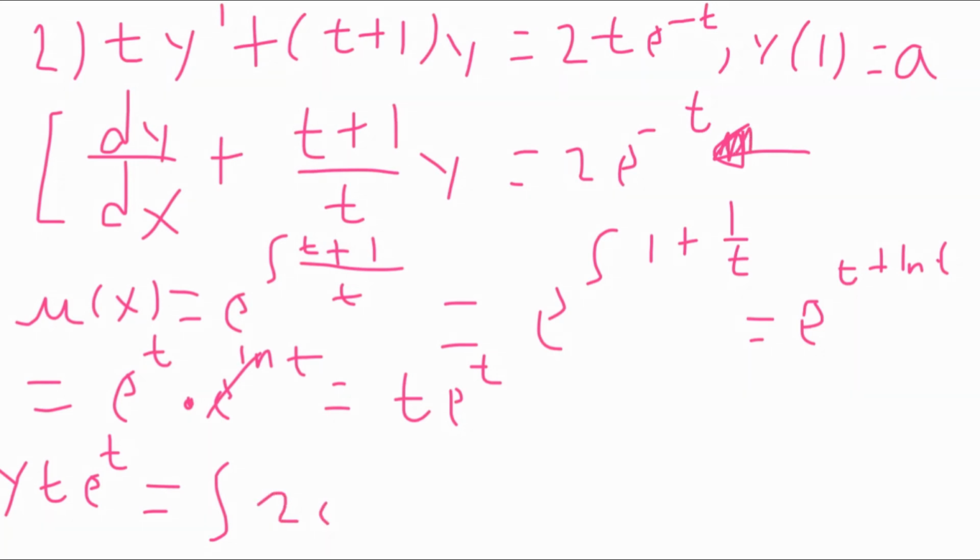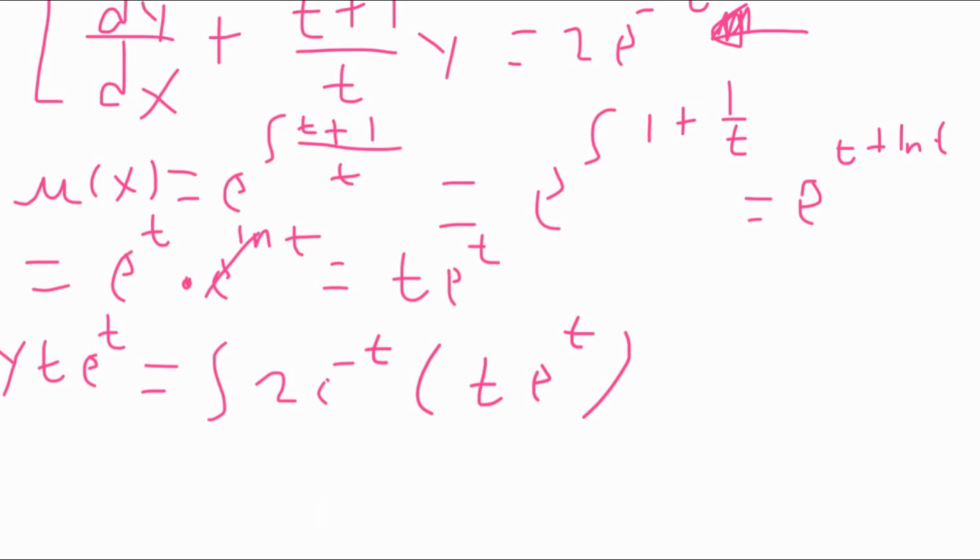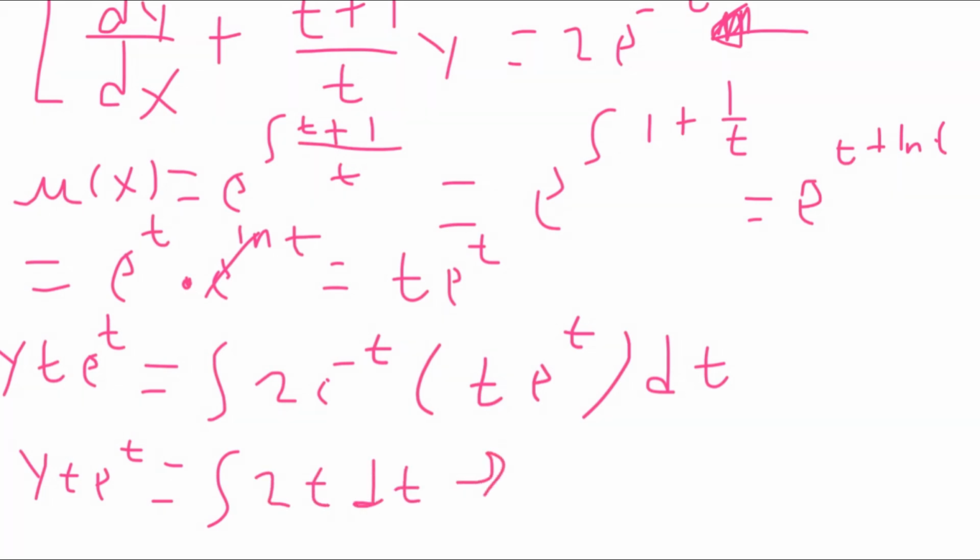So 2e to the minus t times mu of t, which is t e to the t. So now y t e to the t is equal to the integral of, the e and the t's cancel out because negative 1 plus 1 is just 0. So you're just left with 2t dt. And then this becomes y t e to the t is equal to 2t squared over 2, which is just t squared, plus c.